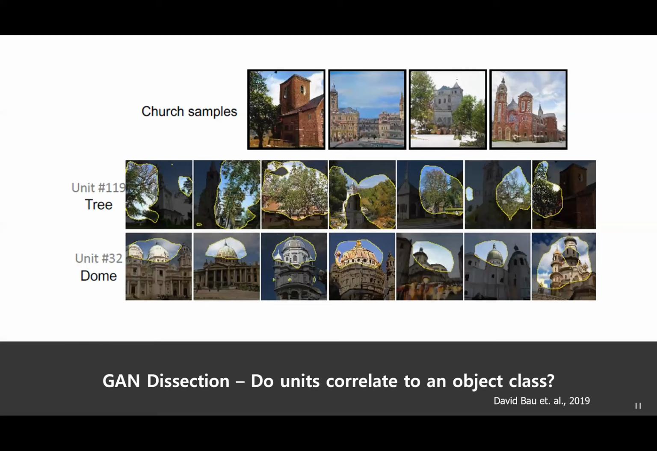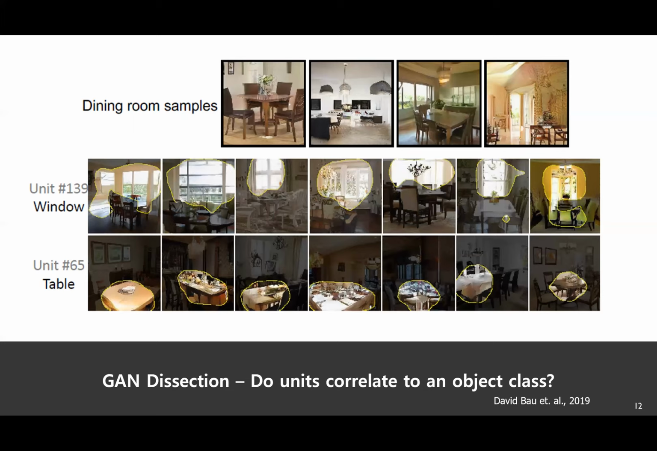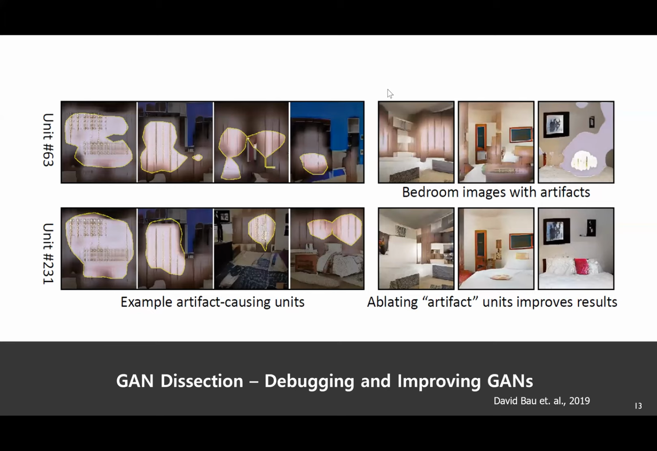And if we train on the dining room samples, unit 139 will generate window and unit 65 will generate table, right? So whenever unit 139 is activated, the location will be filled with window. And when unit 65 is activated, the location will be filled with table, and so on, right? But in some cases, the image is not well generated, as seen here. You can see this part.